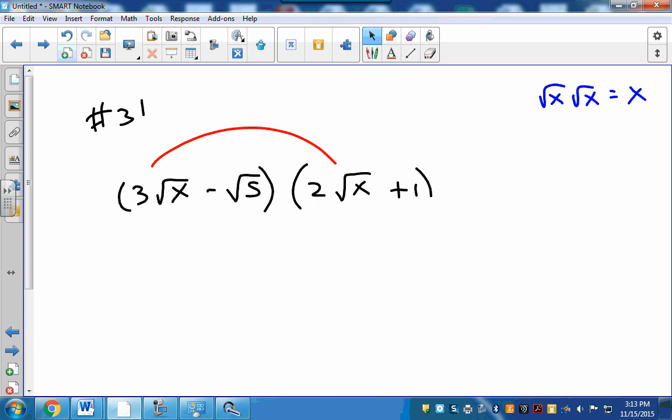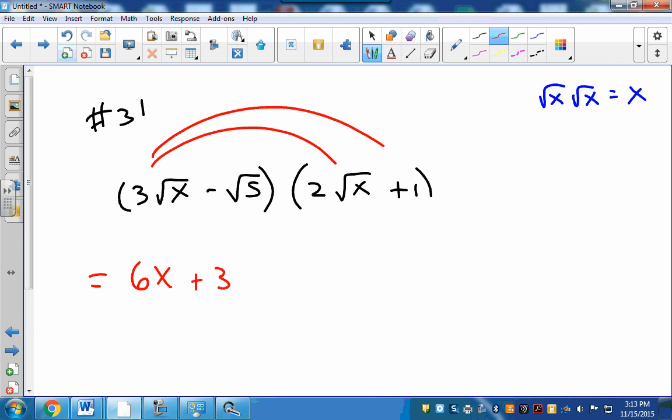Okay, so here's our first multiplication. 3 by 2 is 6, root x times root x is x. Second multiplication, 3 root x. Third multiplication, minus 2 root 5x. And the last multiplication is minus root 5. Okay, not much cleans up there.